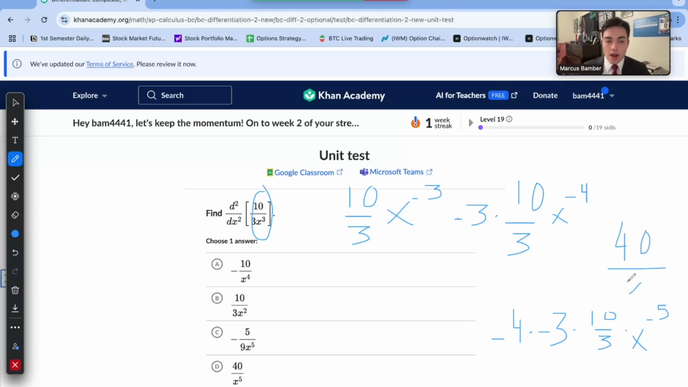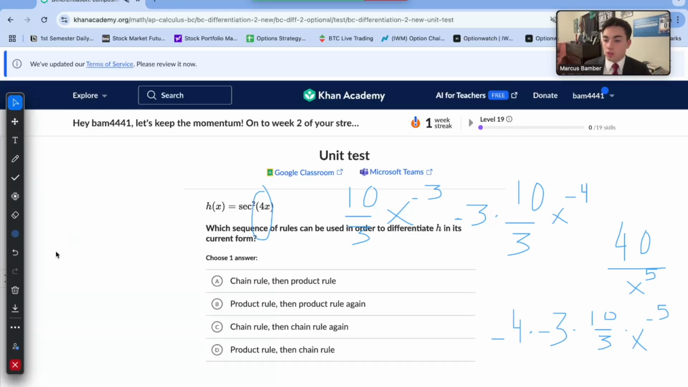We just move our x to the power of negative 5 to the denominator to turn the exponent positive, and we're left with 40 over x to the power of 5. And this is indeed our second derivative. Okay, on to our next question.